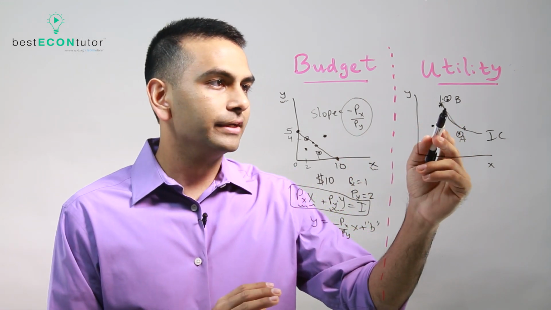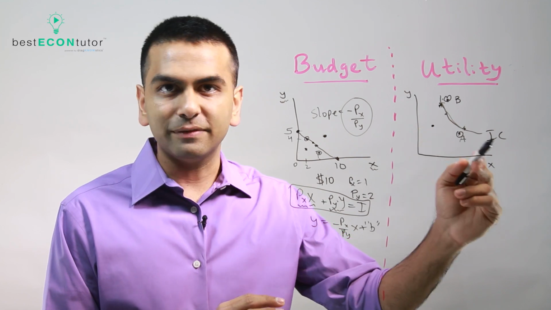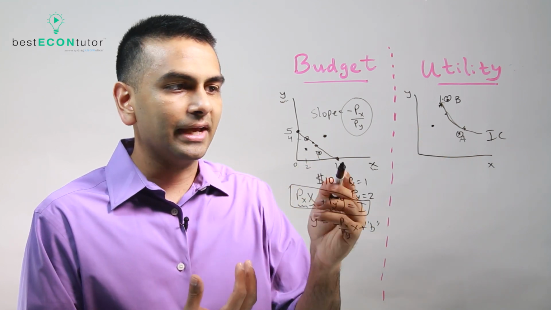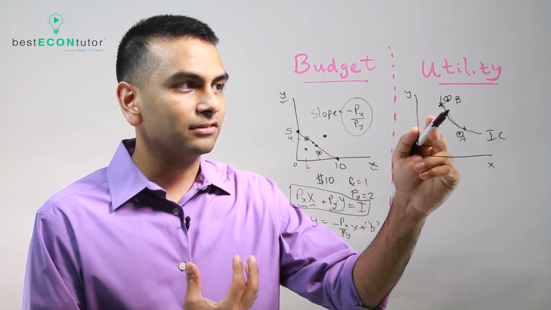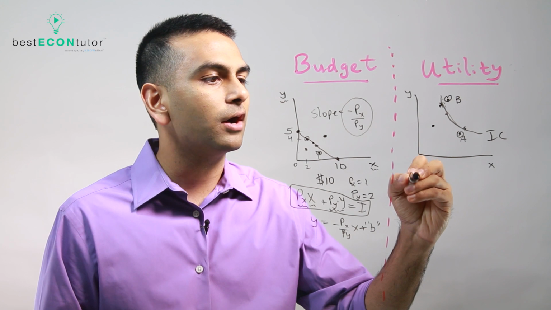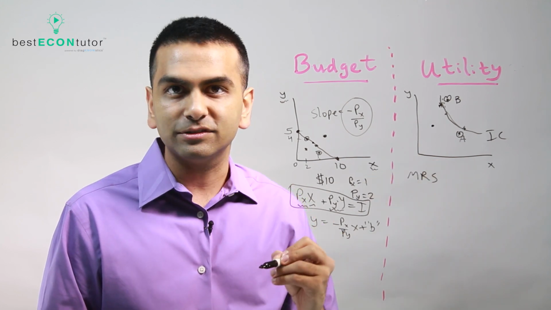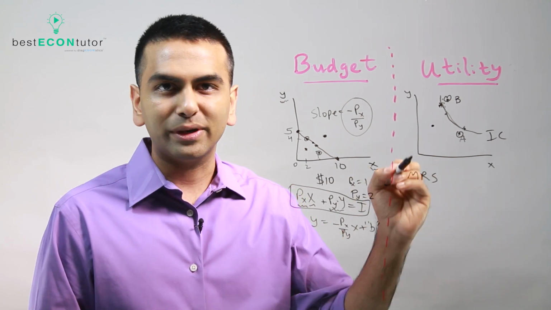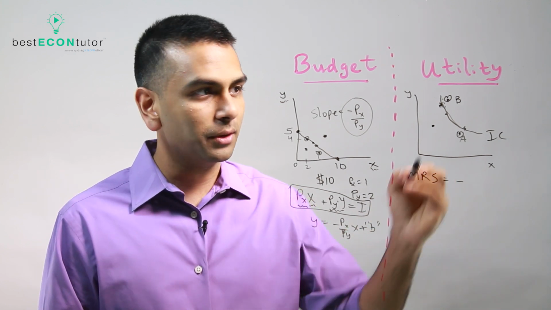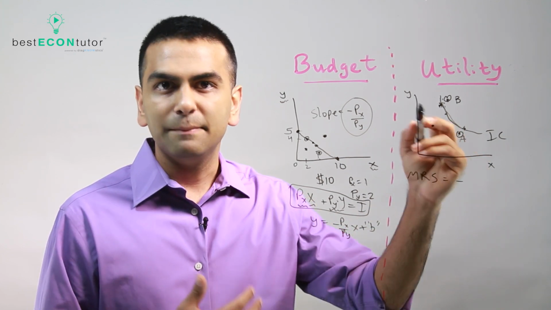But now, here's a question. The slope of the indifference curve. What is the slope of this indifference curve? See, unlike this budget line, which had the same slope everywhere, this guy's slope changes everywhere, right? But either way, the slope of this is what we call MRS, marginal rate of substitution. So marginal rate of substitution, and it's equal to, it's negative. Notice that indifference curves always have to be negative.